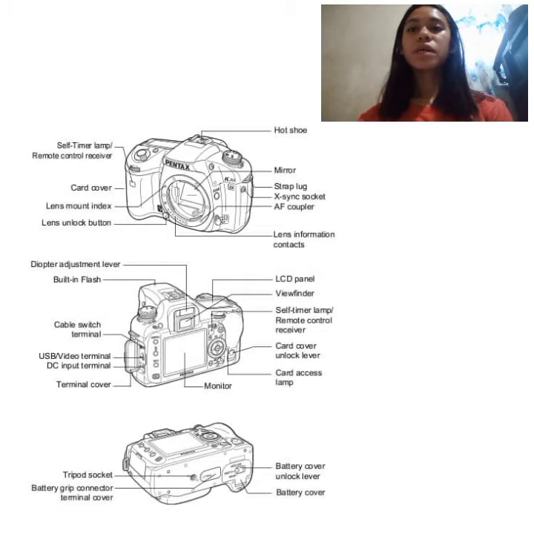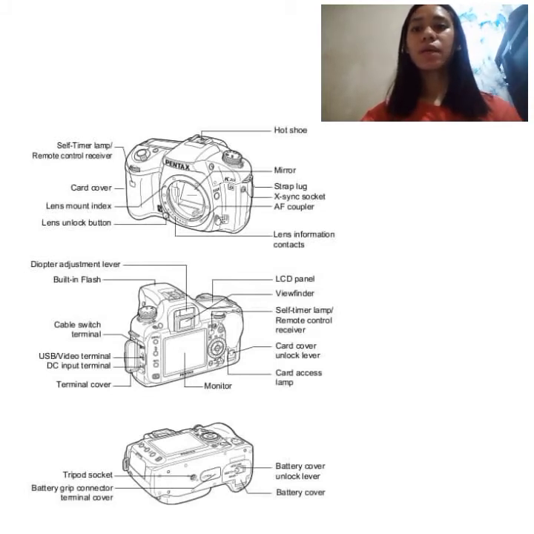Mirror. The mirror is used to allow the photographer to see the image through the viewfinder. X-Sync socket. X-Sync is a photography term that describes the fastest shutter speed at which the whole imaging sensor in a camera can be exposed to light entering through the lens at once.